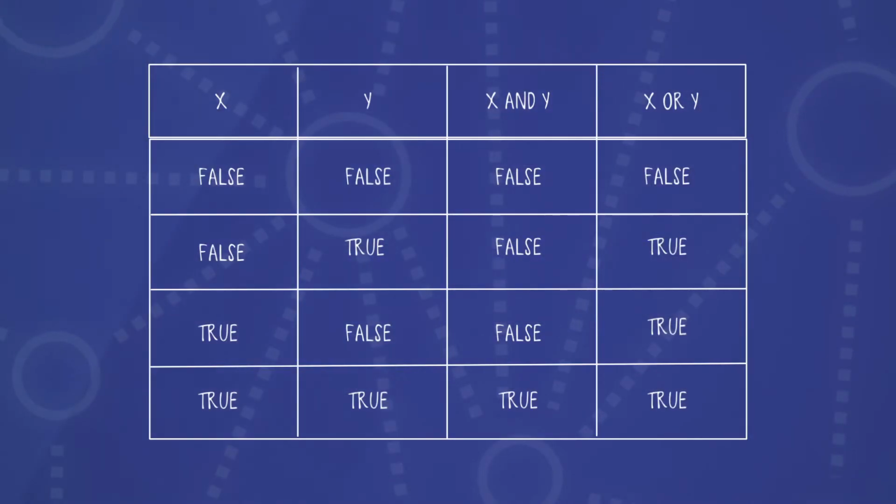Now let's look at how or can be used. If x is false and y is false, then the result of x or y is false. If x is false and y is true, then the result is true. If x is true and y is false, then the result is still true. When x is true and y is true, then the result is true.